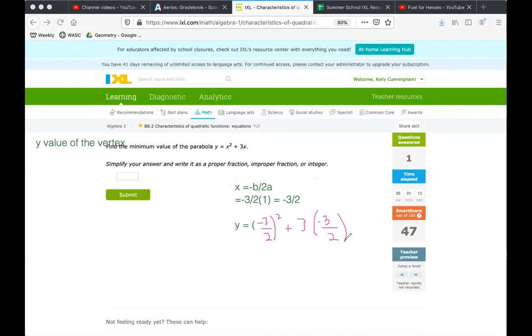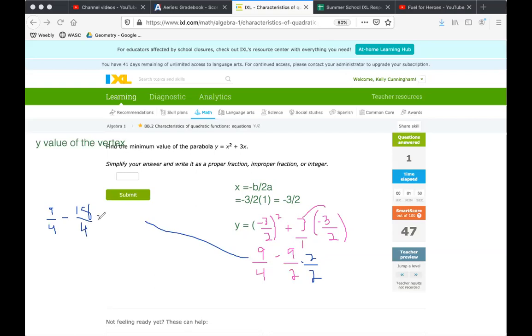All right, so then I'm going to square this. 3 squared is 9, 2 squared is 4, so this would turn into 9 over 4. And then, remember, this is a 3 over 1, so this would turn into minus 9 over 2. Okay, so now I need a common denominator, which would be over 4. So I'm going to multiply top and bottom by a 2 here. Okay, I'm going to move my work over here so I have room. So it'd become 9/4 minus 18/4.